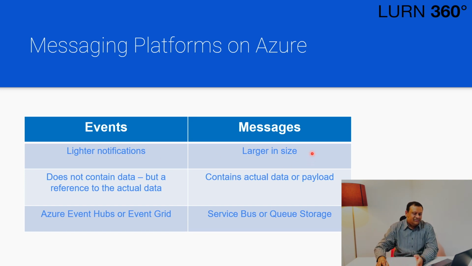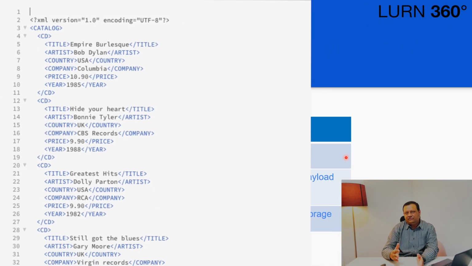Messages contain the actual data that is supposed to be transferred from one system to another system. It could be in any format, JSON or XML. But messages are the actual data itself. That's why they are usually larger in size.